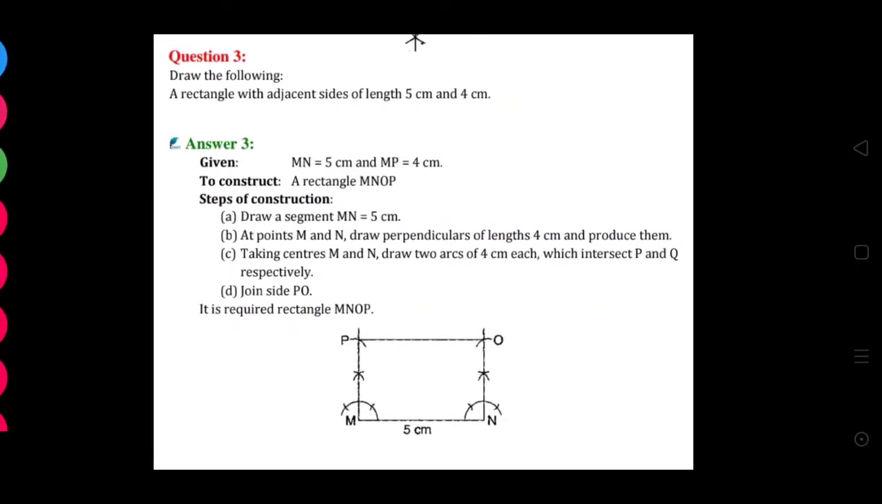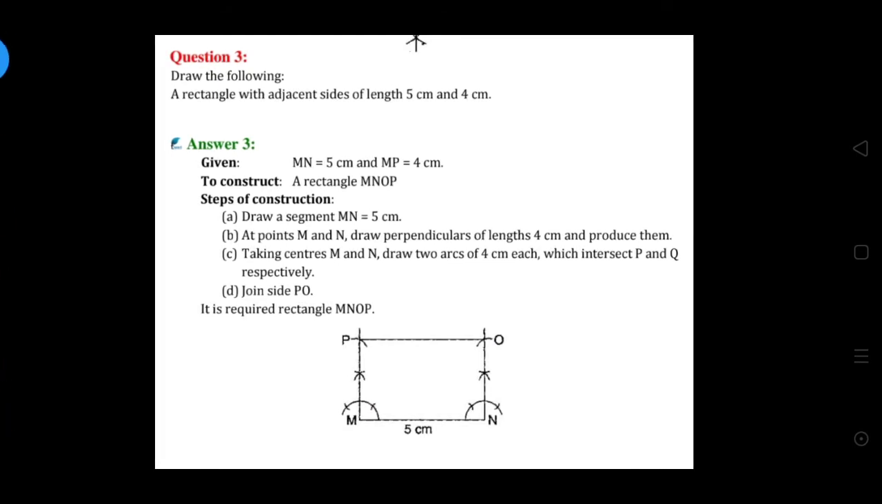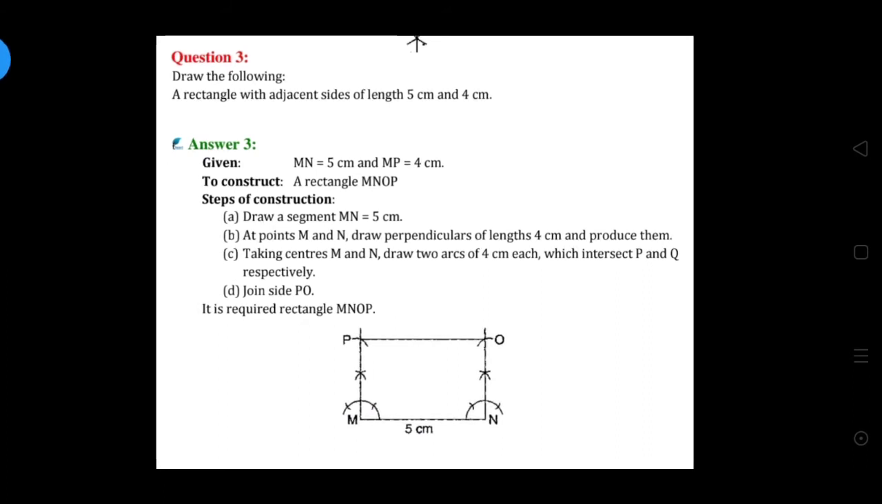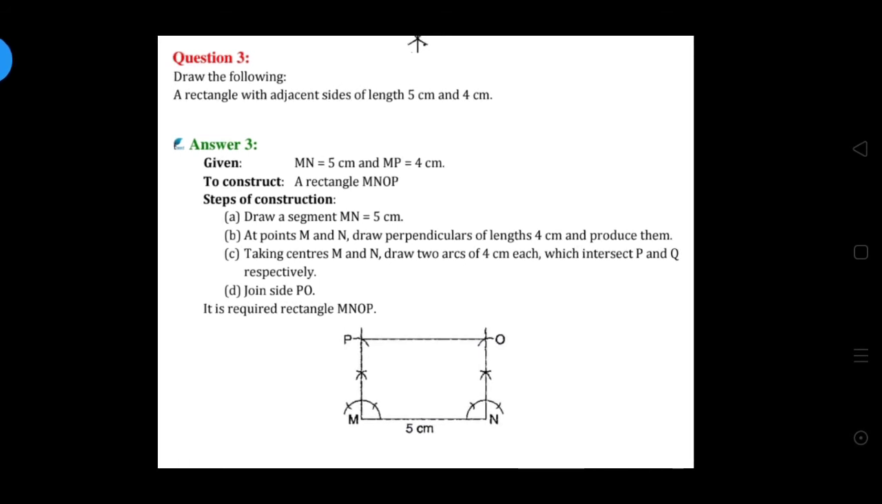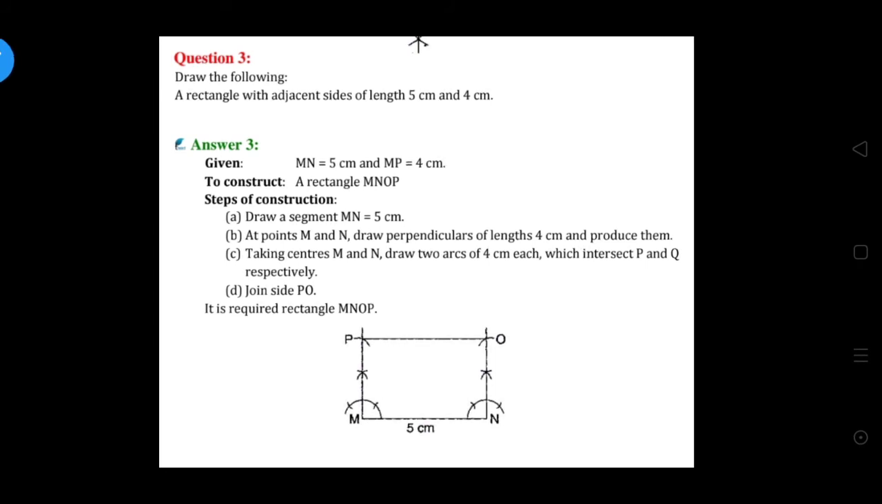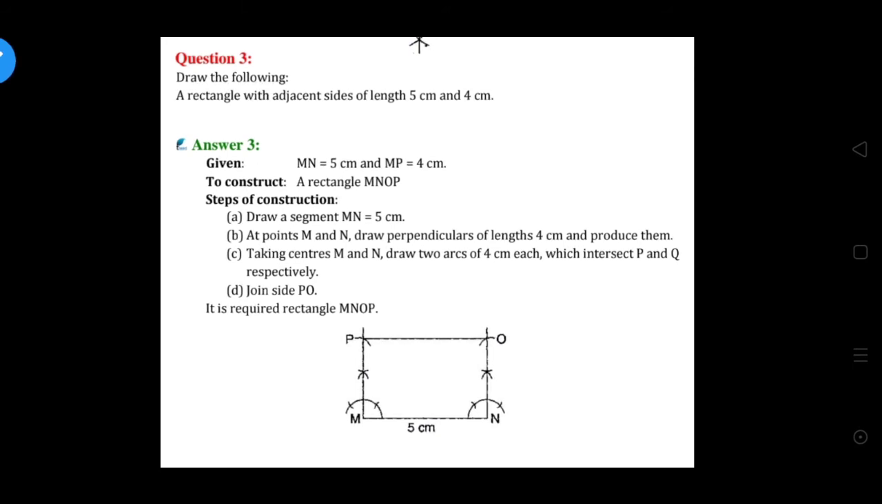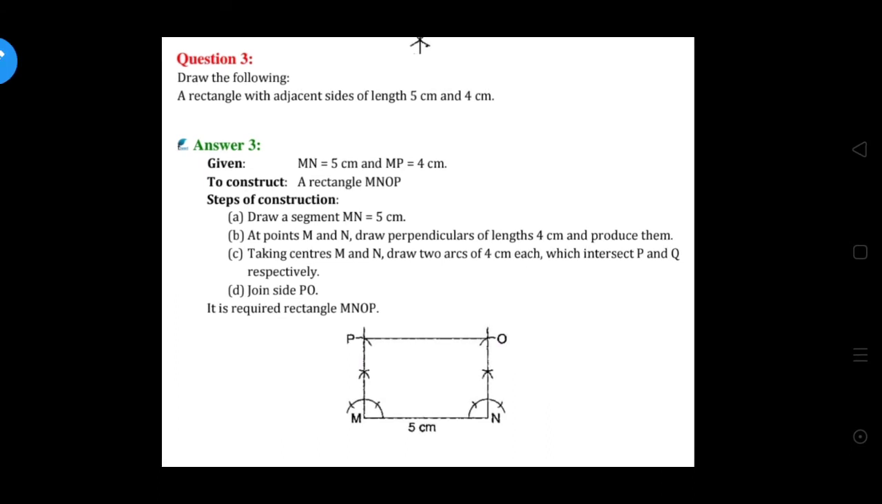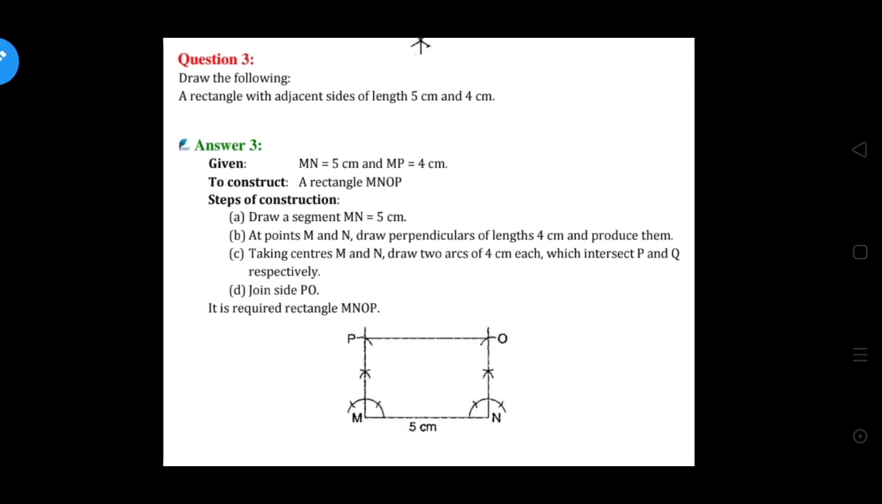Draw the following rectangle with adjacent sides of length 5 centimeter and 4 centimeter. Students, we know that in a rectangle the opposite sides are equal, the diagonals are equal, and all the angles are 90 degrees. So here the angle is not given, but two adjacent sides are given.